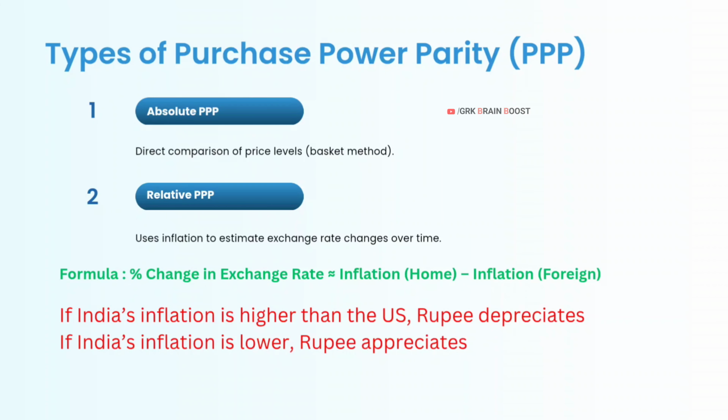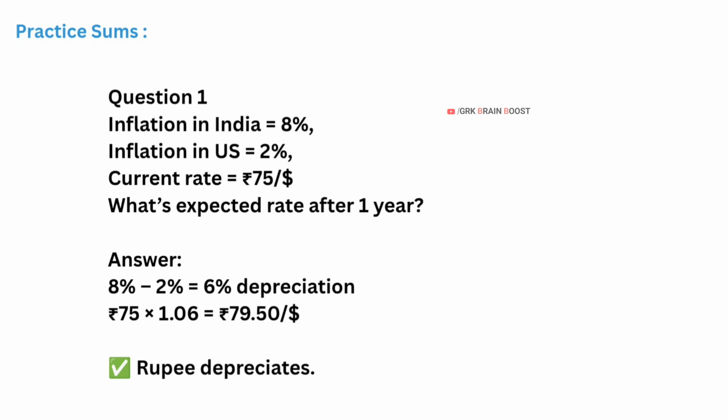Let us look at the practical sums. Question number 1. Inflation in India is equal to 8%. Inflation in the US is equal to 2%. And the currency rate is rupees 75 per dollar. What's the expected rate after 1 year? So the answer is 8% minus 2% is equal to 6% depreciation. And the rupee value is equal to 75 into 1 plus 6%, which is equal to 79.50 per dollar. So here the rupee depreciates.